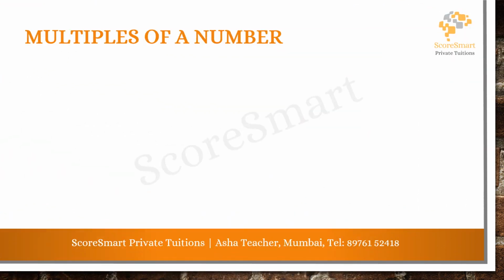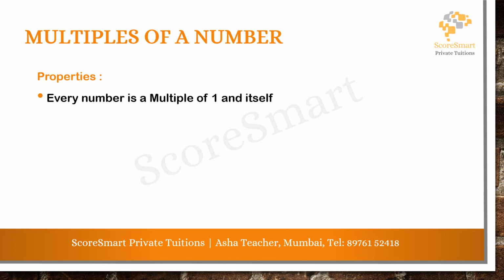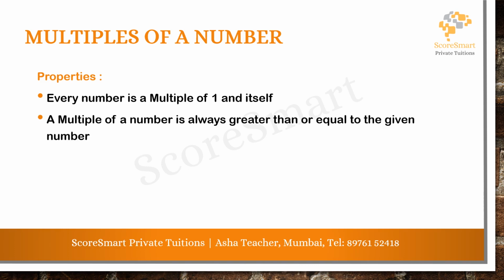Let us see some properties of multiples of a number. Every number is a multiple of 1 and itself. In the last example, we saw 5. So it is a multiple of 1 and also 5 is a multiple of itself.